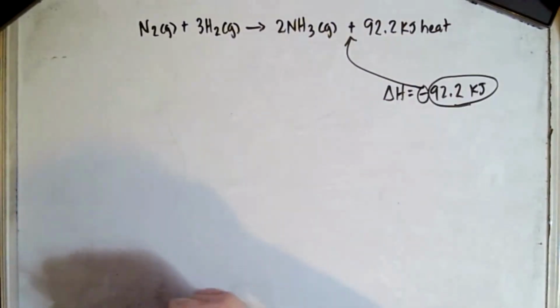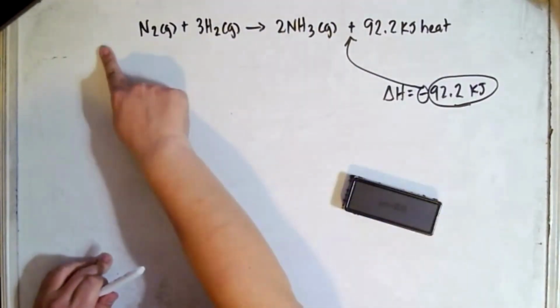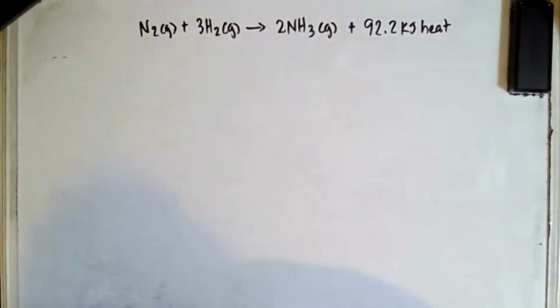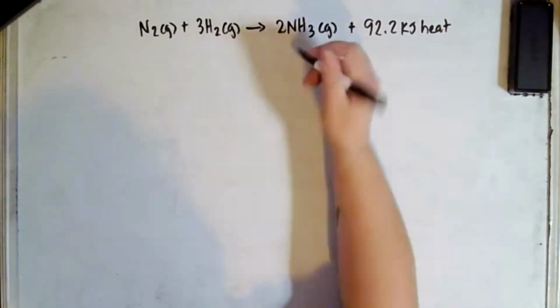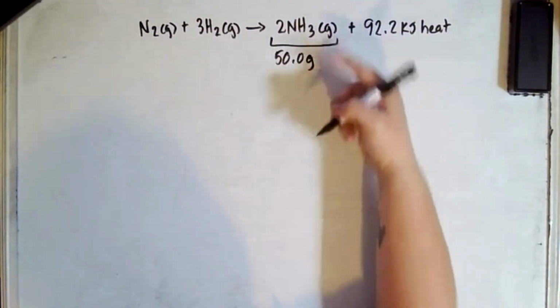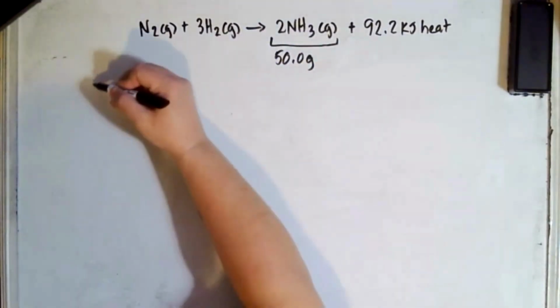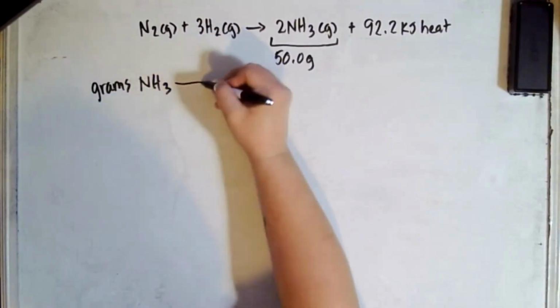Okay. If our delta H value was positive, then that 92.2 would be over here. So now they're asking how much heat in kilojoules is released when nitrogen and hydrogen react to form 50 grams of the ammonia, the NH3. So we're going to be relating the grams of ammonia to the heat.